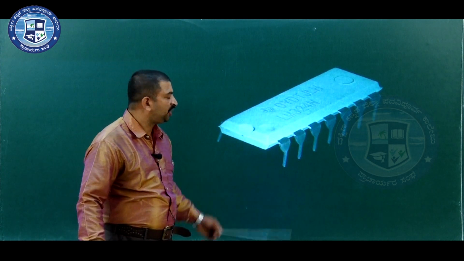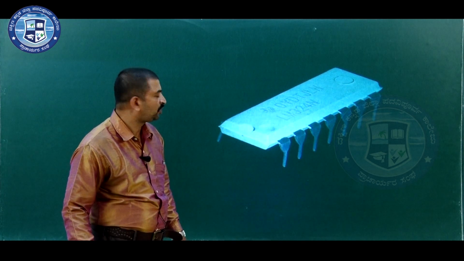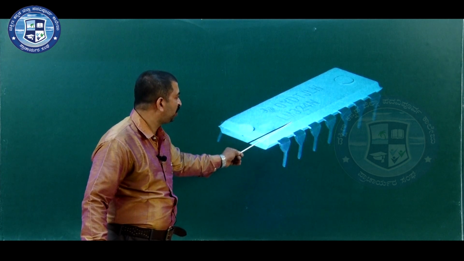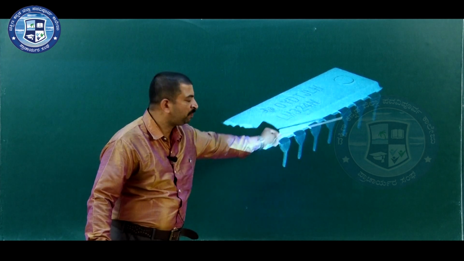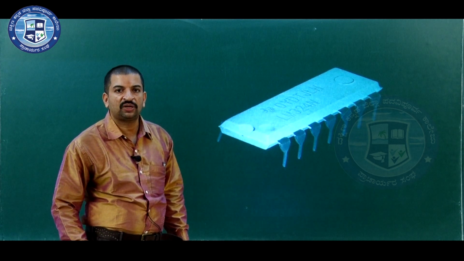This is the IC LM324. You can see the top view of the IC. The number of the IC LM324 is printed. There are total 7 pins here on one side and 7 pins on the other side. There are total 14 pins.